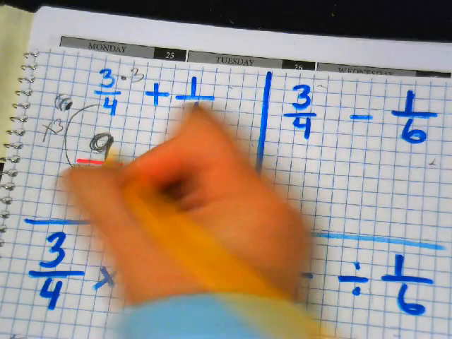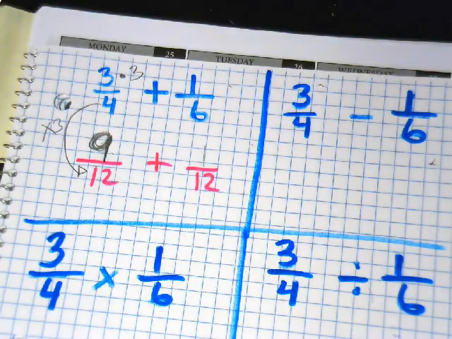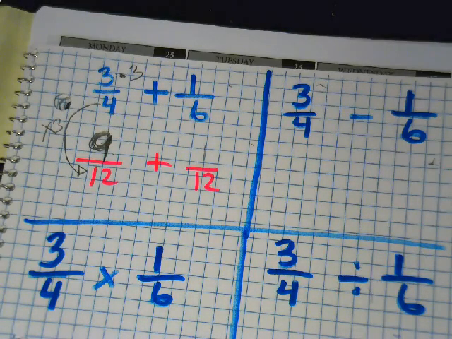Does anybody know what you get if you simplify 9 over 12? If you simplify 9 over 12, what do you get? 3 over 4. You get this, yeah, 3 over 4. So these two are equal to each other.